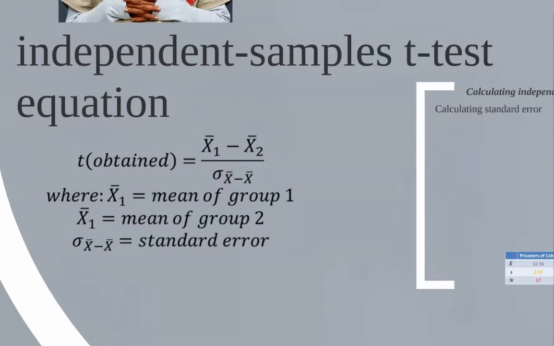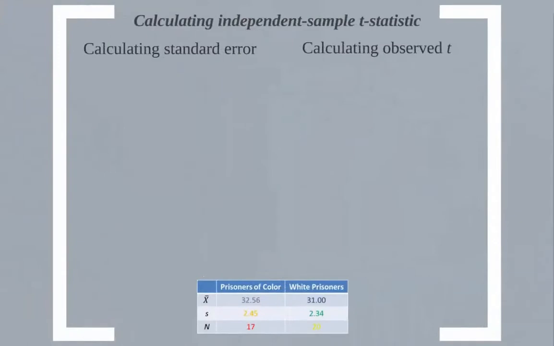This basic calculation is the easiest. The standard error is what's difficult to calculate, so let's take a second and go into that. We'll go through each step of calculating standard error and the observed t. On the bottom, I've color-coded the table, so we have mean, standard deviation, and sample size all color-coded, and those colors will go into the equation as we go through.